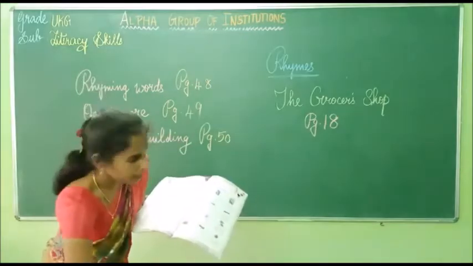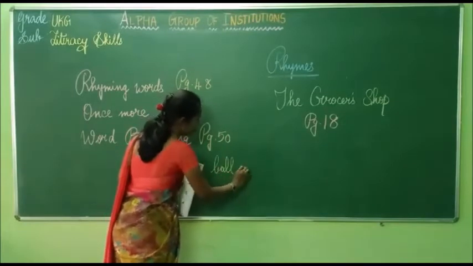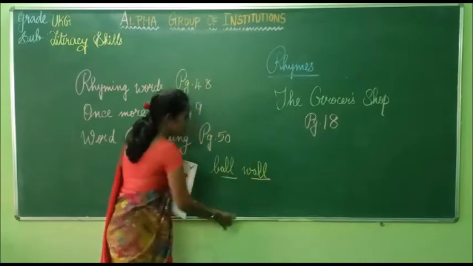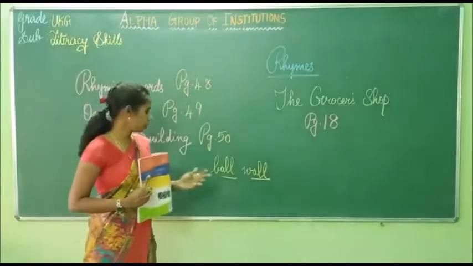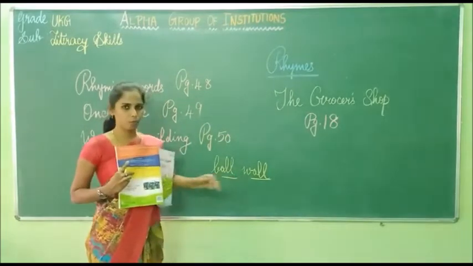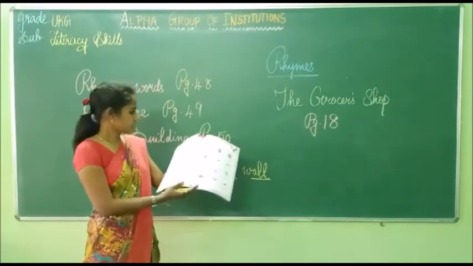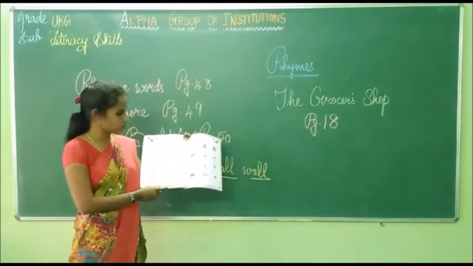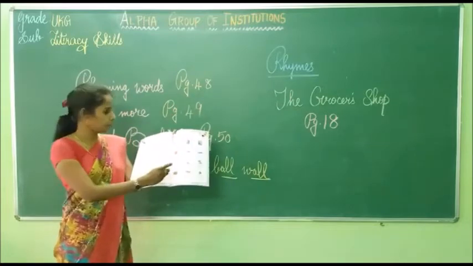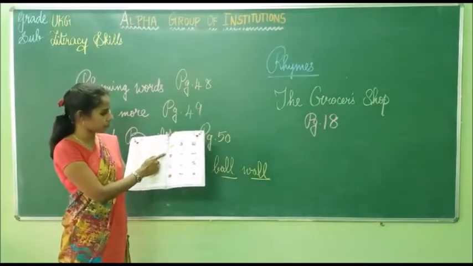For example, if it is ball and wall, both the words end with the same sound, "all", right? So these two words are called rhyming words. Ball and wall, cat and rat, they are called rhyming words. This exercise on page number 48 is totally based on rhyming words. Write a word which rhymes with each of the following words.